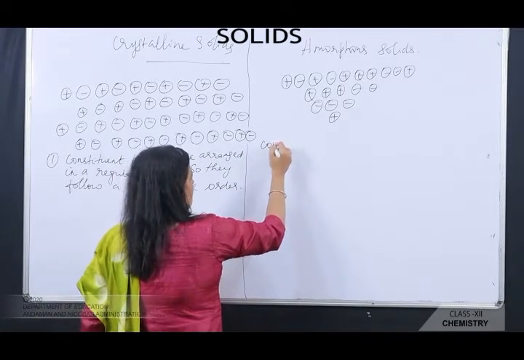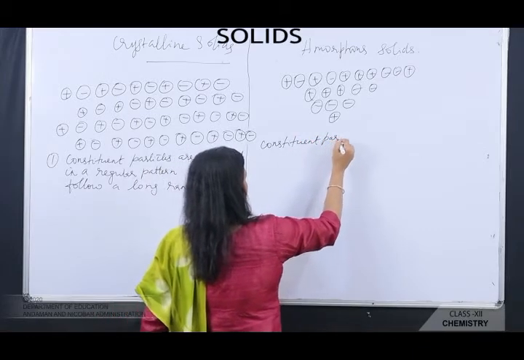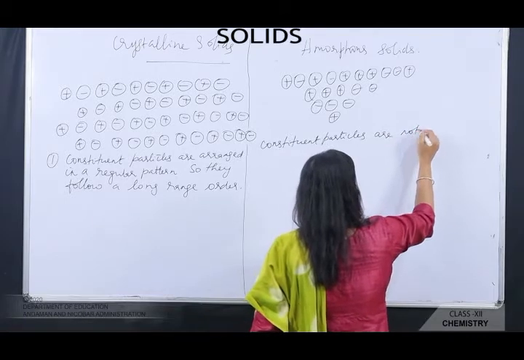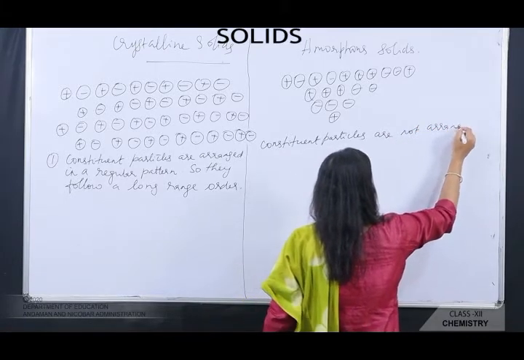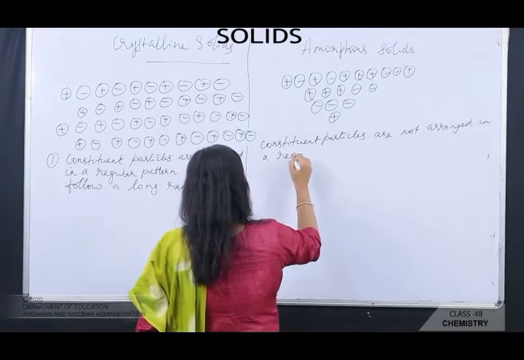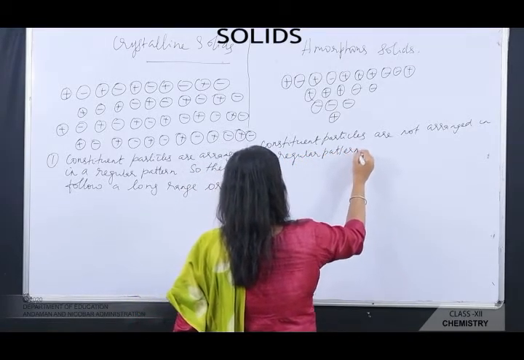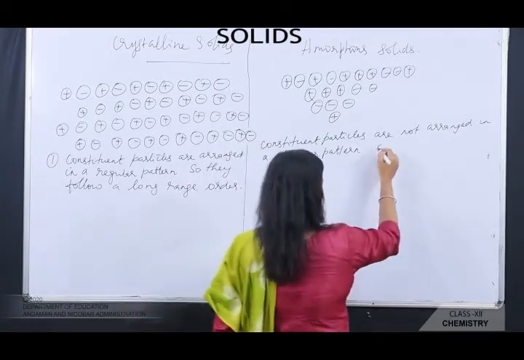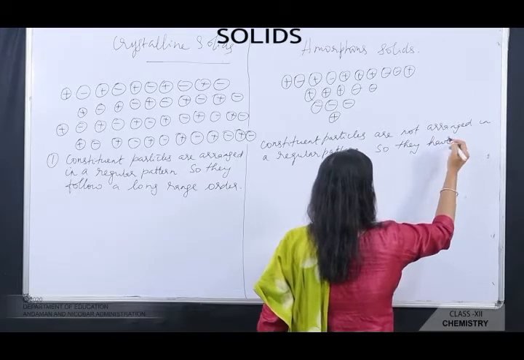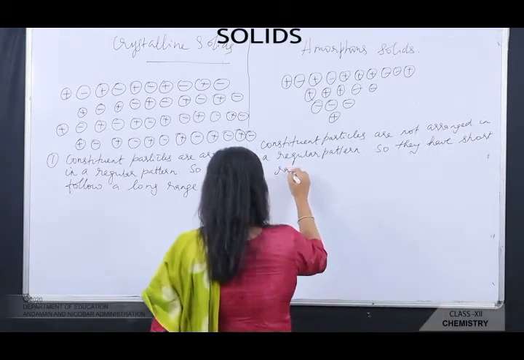The constituent particles are not arranged in a regular pattern. So they have short range order. What do you mean by short range order?